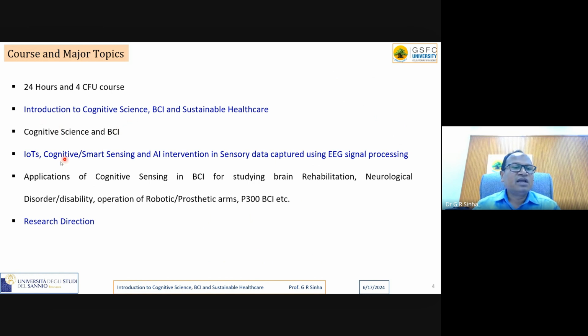Then the major topics will be introduction to cognitive science. I have already mentioned IoT, smart sensing, and AI intervention. What is the role of artificial intelligence? That also we will discuss, because the main component of cognitive science, as I mentioned in the beginning, is that cognitive science is the study of the mind. And mind is the dynamic nature of the brain. So the brain is a central theme, a central point.